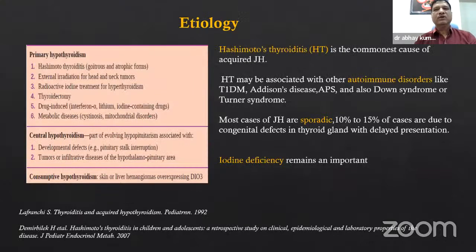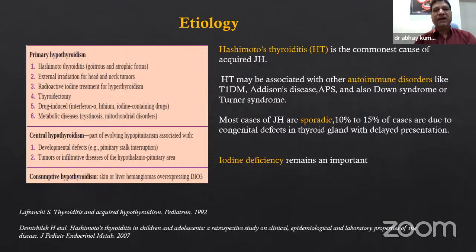Let us see the most common etiologies. In primary hypothyroidism, Hashimoto's thyroiditis is the most common cause. Of course, there are external radiation to the head and neck, radiation therapy, post-thyroidectomy, and certain drugs which can cause hypothyroidism, like interferon alpha, lithium, and iodine-containing drugs. There are also certain metabolic disorders like cystinosis and mitochondrial disorders, which can also produce primary hypothyroidism.